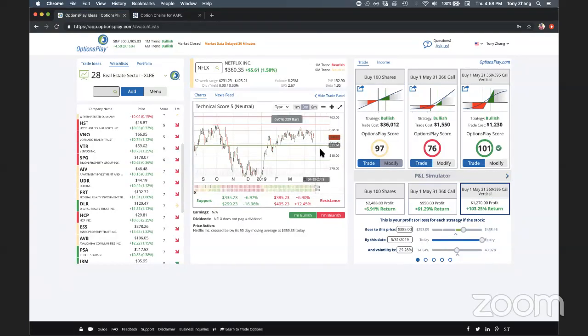And worst case scenario, if the stock drops to 335 towards that lower end of the range, you're risking about 1230 or so. So you're making one-to-one, particularly on this particular trade. I have time for one more.